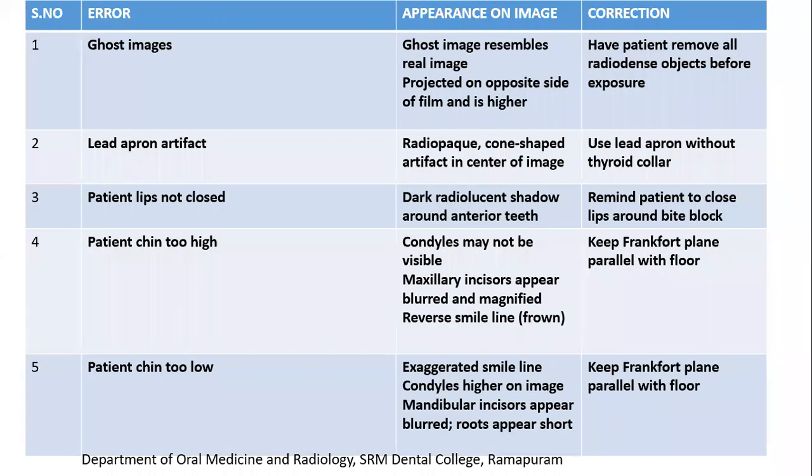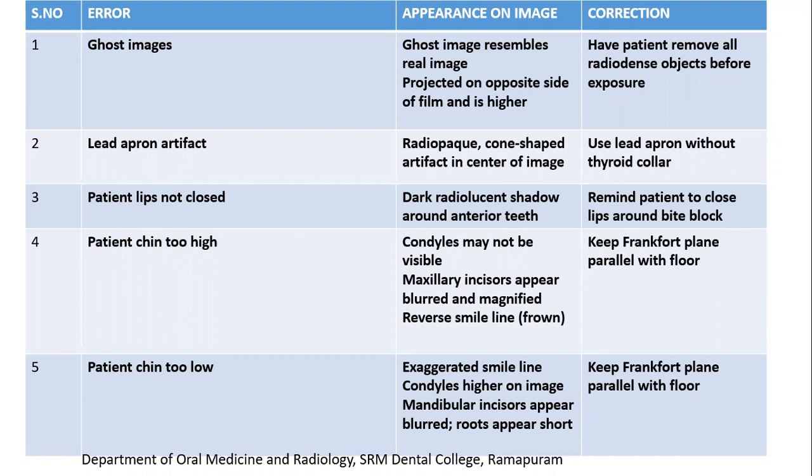So what are some of the errors that can occur because of improper patient positioning? So you have ghost images. Basically the initial patient preparation would be that all the metallic ornaments of the patient should be removed to prevent any metallic artifact. There can also be artifacts because of the lead apron, which produces a radiopaque cone-shaped artifact in the center of the image. If the patient's lips are not closed, it can cause a dark radiolucent shadow around the anterior teeth.